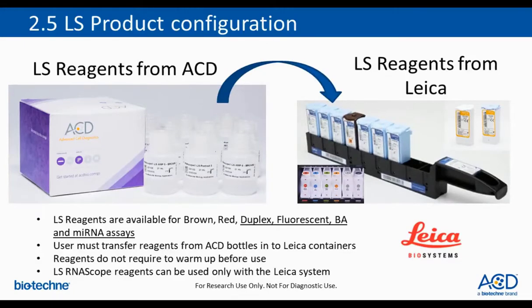The reagents are coming from our company in a box, and they are in bottles. And all the user needs to do is to transfer these reagents into the appropriate containers. The containers must be obtained from Leica, and just like other reagents for running the instrument, they must be obtained from Leica. So the running of an LS RNAscope experiment is done with reagents that are coming from both companies. The only inconvenience is basically the loading of the containers, which is not prepackaged. And one important thing to know, which is very nice, is that none of these reagents need to be warmed up before loading.